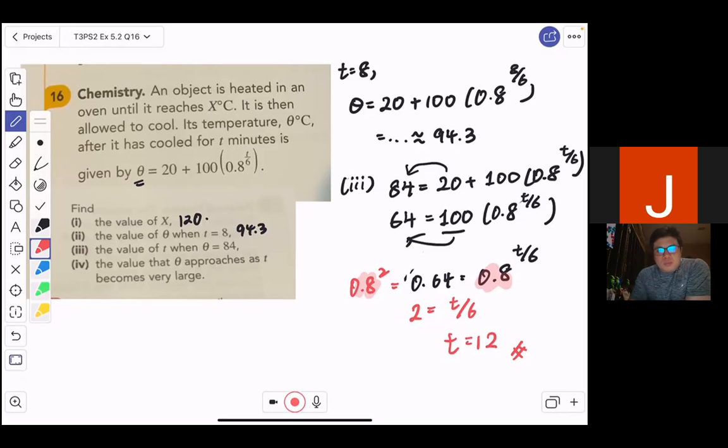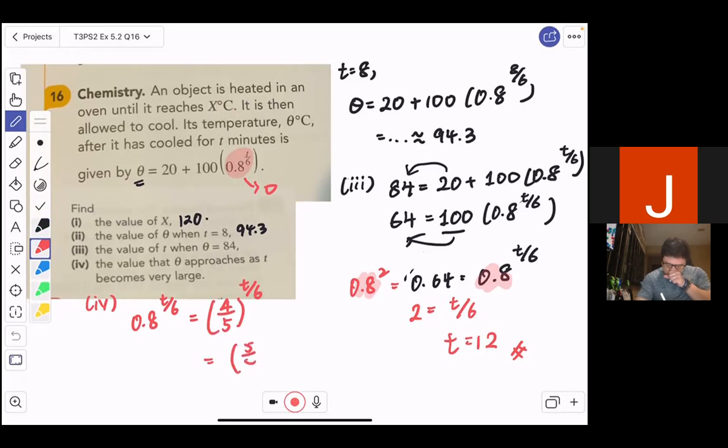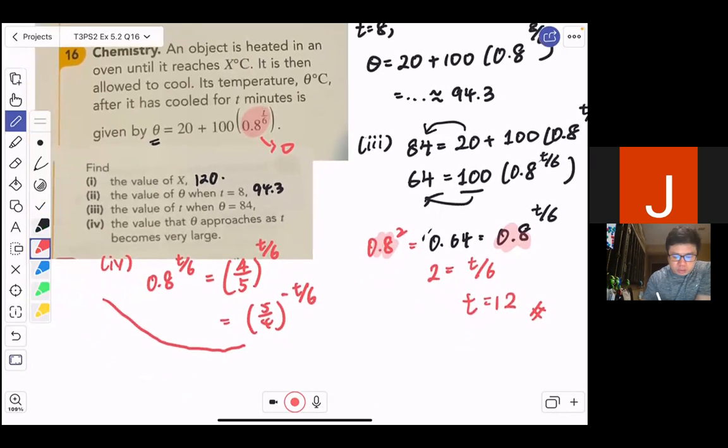Part 4, similar to the earlier questions. When T gets very large, this portion, 0.8 to the power of T over 6, will go towards 0. You can look at the graph itself. 0.8 is 4 over 5, so it is the same as 5 over 4 to the power of negative T over 6. If you sketch this graph out, you know that it will go towards 0.